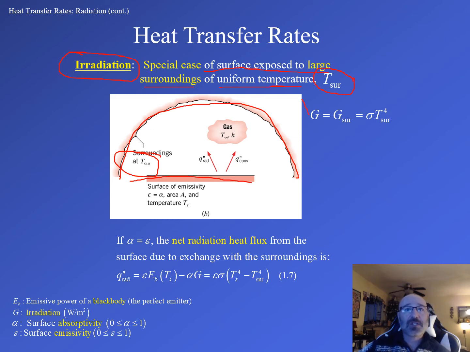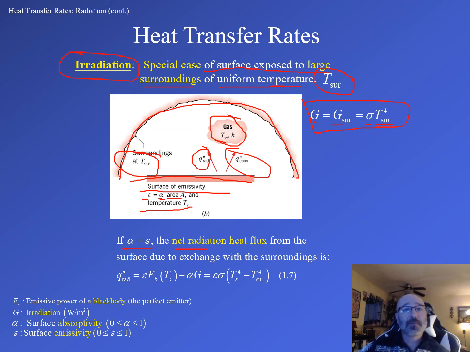We have this relationship that we've seen on the previous page: G, our irradiation, is equal to G surround, which is equal to sigma T surround to the fourth. I have our heat flux here, radiation and convection, with gas in our surrounding area with its T sub infinity and h values. This is our surface emissivity: epsilon is equal to our alpha term. Area is given as A, and the temperature of our surface is T sub s.